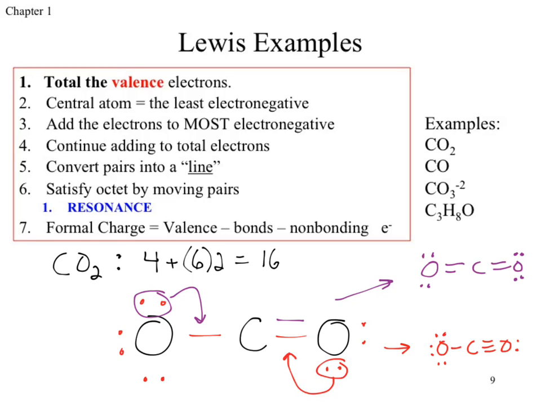Are my octets satisfied? Go ahead, count them out. All the octets are perfectly satisfied. Everything is valid within this structure. Why on earth did they not teach you that?